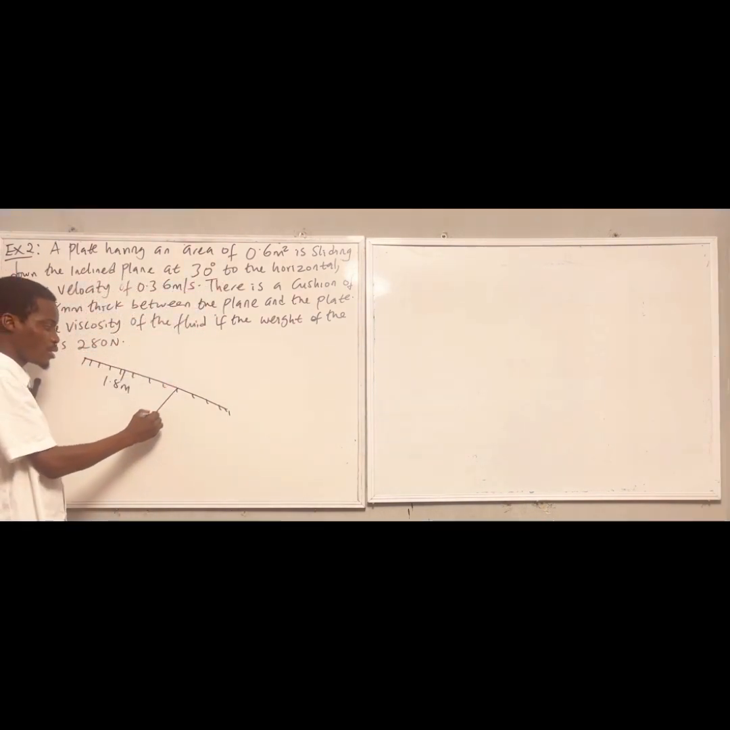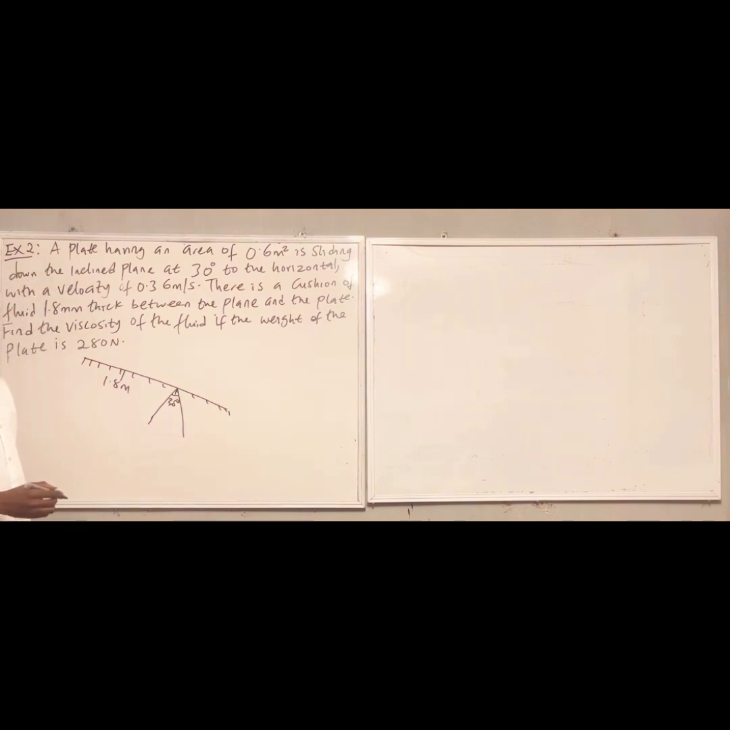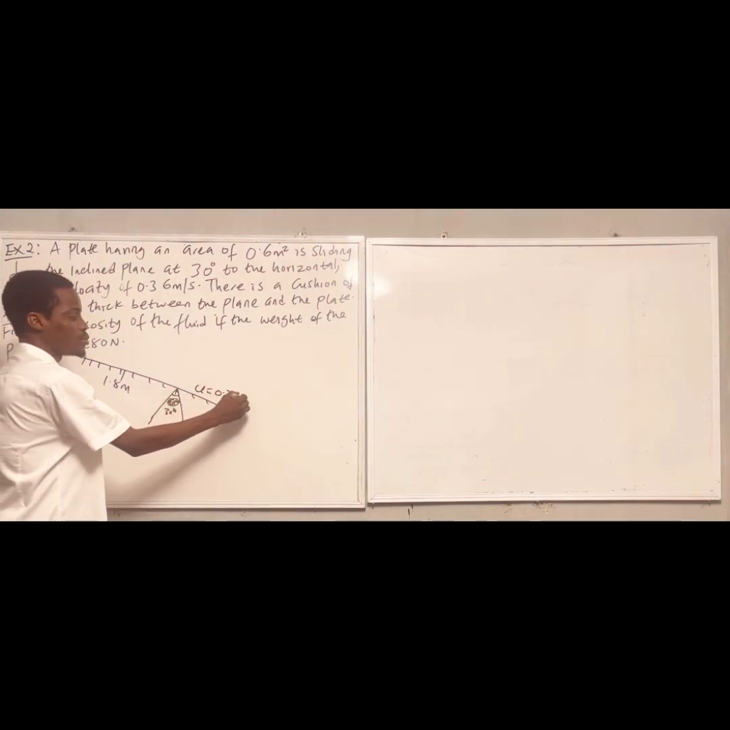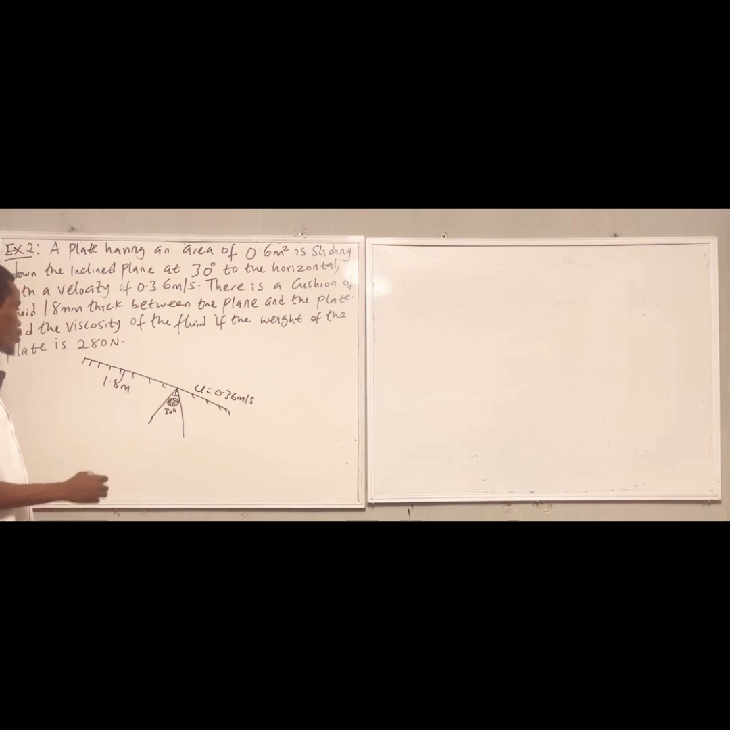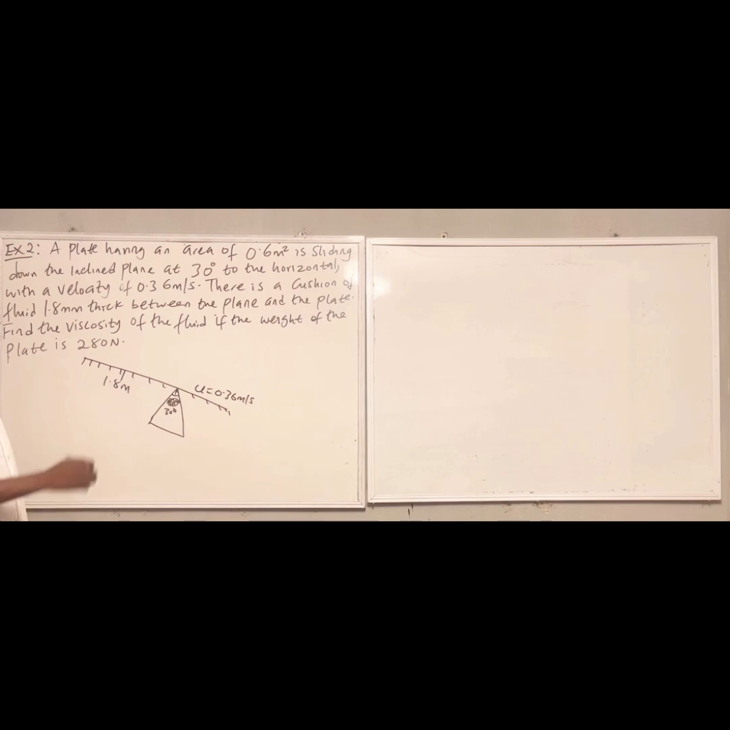Let's say we have an inclined plane here, having a 30 degree angle, which is theta. Theta is 30 degree, and the plane is inclined to the horizontal with a velocity of 0.36 meter per second. So from here, what do we have again? There is a cushion of fluid 1.8 meter thick between the plane and the plate. Find the viscosity of the fluid if the weight of the plate is 20 Newton.